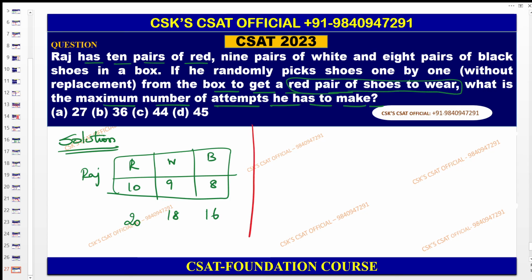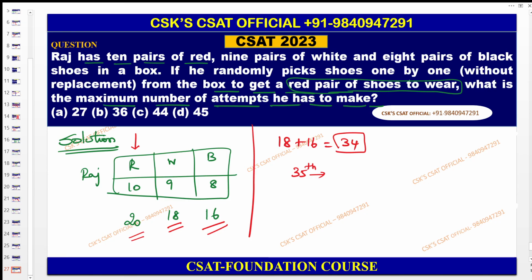Now try to understand, the same concept we apply here. So here 20, right, here 18, here 16. We need to focus on the red, so leave that red. All are coming with the black and the white. So in that situation, how many attempts is he making here? 34 attempts he is making. Now try to understand. Here 34 we are done. Now from the 35th attempt onwards, it is surely going to be red.